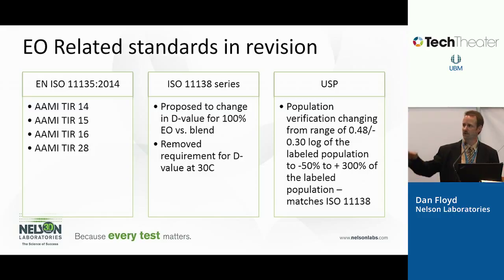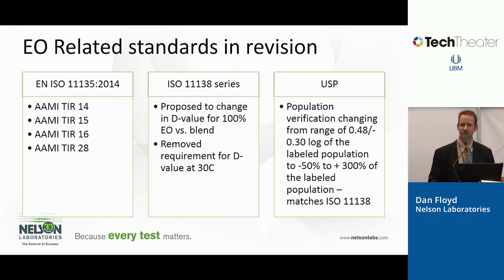There's a proposal by the US to put this in that standard to explain that difference. And then they removed the requirement for D value testing at 30 degrees. It used to be you tested it at 54 degrees and then also at 30 degrees. So they're removing that 30 degree requirement.